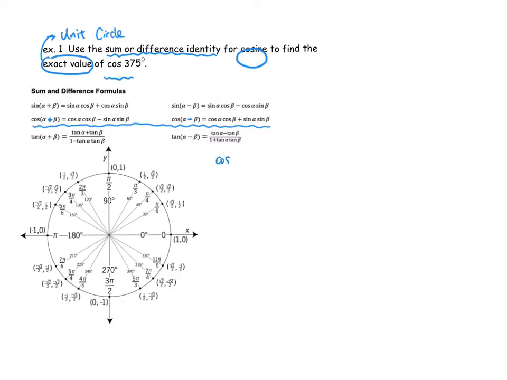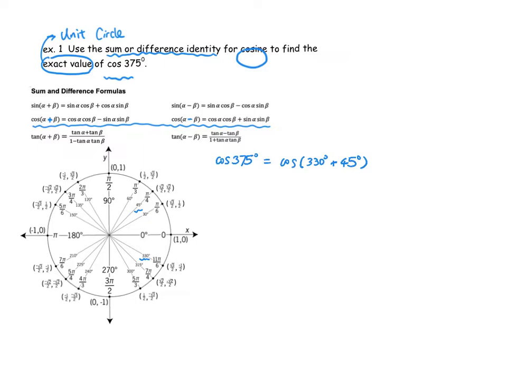What about the first set? The first numbers I think of that add or subtract to give me 375: can I use 330 and 45? You can use any other values you find that will give you 375. It doesn't have to be 330 and 45. As long as you find those numbers on the unit circle, that's all you need.